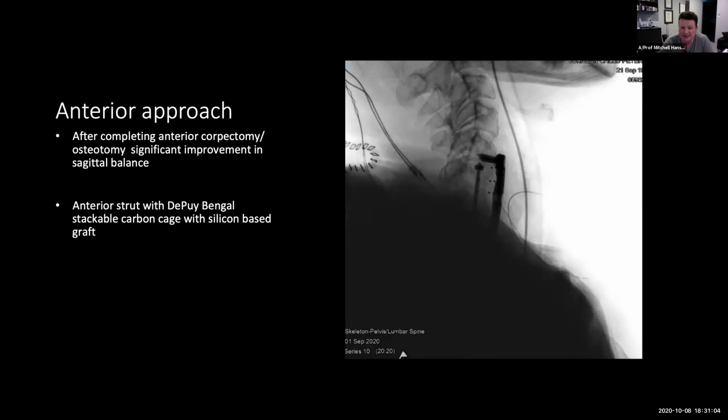I then placed an anterior strut with the DePuy Bengal stackable carbon cage. I like that because there's not so much flare on imaging post-operatively. And because I was going into where there'd been previous infection, I used a silicon-based graft material rather than standard fibre stuff.